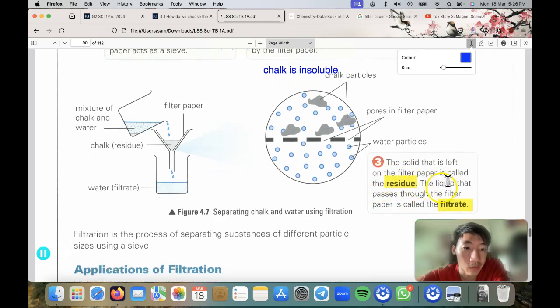Whereas the liquid that passes through the filter paper is called the filtrate. So this water below, right over here, will be called the filtrate. Anything that is trapped by the filter paper, we call that the residue.